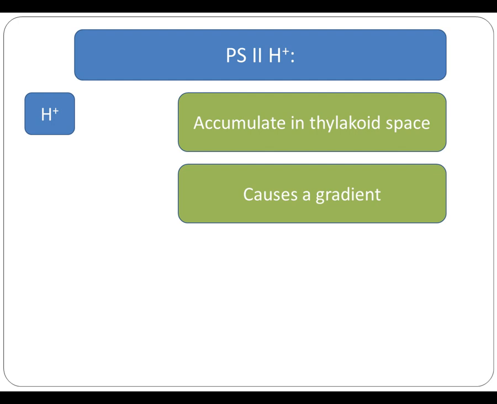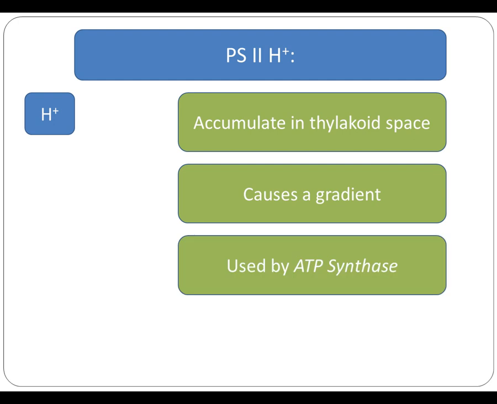We know now that if there's a gradient, we can do what with it? We can transport, we can use it, okay? So just splitting water, yeah, it releases oxygen. That's what we tend to hone in on. But here for the cell, we need to focus on that hydrogen ion gradient because we're going to use it, okay? The structure that uses the hydrogen ion gradient is called ATP synthase.